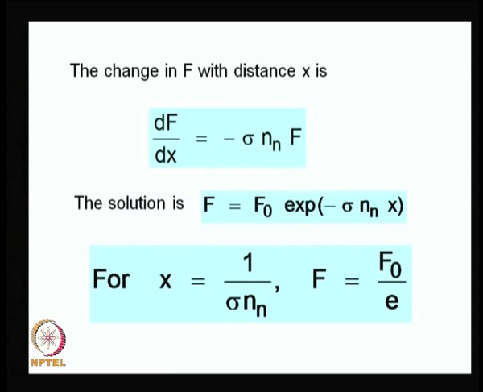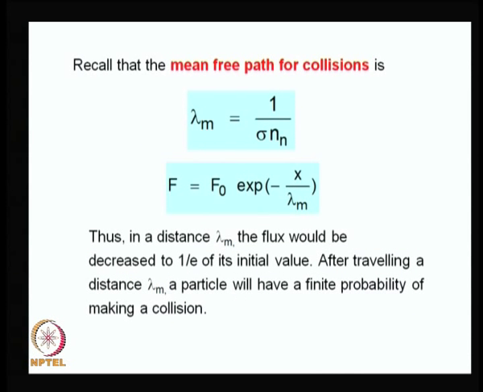Now, for this kind of exponentially decaying function, you can see that when x is equal to 1 upon sigma n_n, then F is equal to F0 upon e. F is reduced to 1 by e of its initial value. So, this is the length in which the flux is reduced to 1 by e of its initial value, and you will recall we have just obtained an expression for lambda_m as 1 upon sigma n_n. So, F becomes F0 exponential minus x upon lambda_m here.